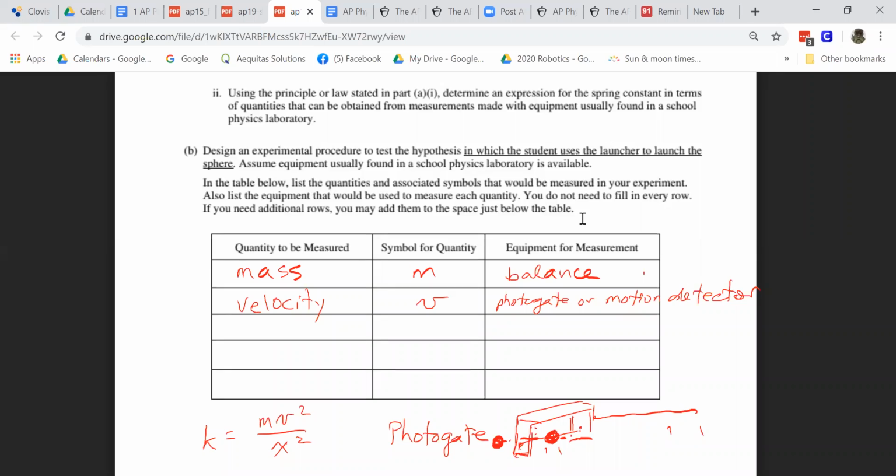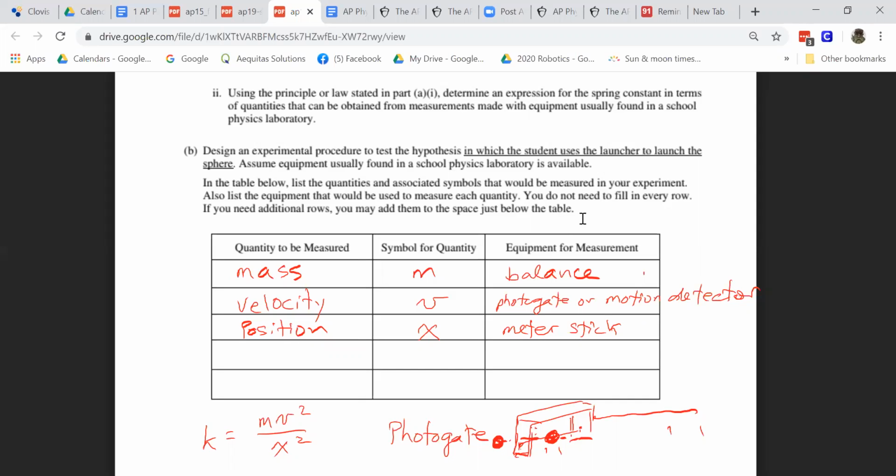We're also going to need to measure x, and that's position, right? We're going to use x, and we're going to use a meter stick or a metric ruler or whatever. So you can measure velocity, position, and mass with this equipment.